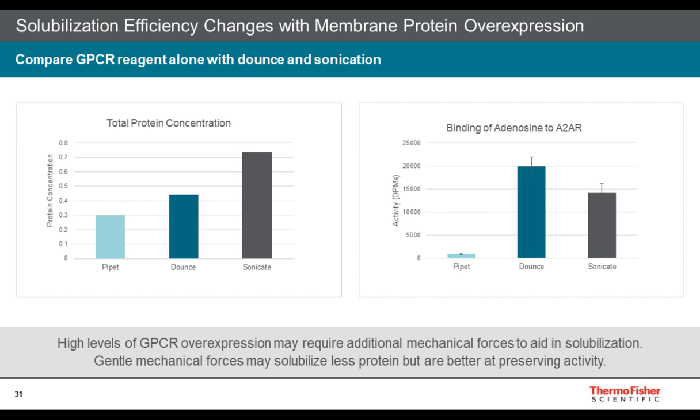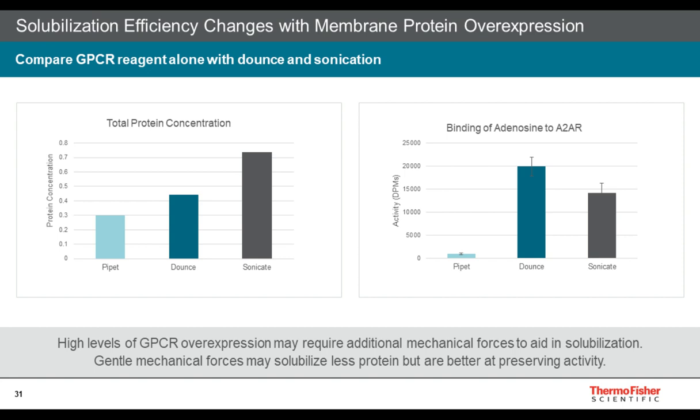We were initially surprised when we checked the extraction efficiency of the overexpressed GPCRs in the higher expressing XB293 system. While the GPCR reagent normally solubilized greater than 90% of the endogenous or lower level expressed GPCRs, we solubilized a significantly lower percentage when the GPCR was in a more highly expressed system. We tried adding a bit of mechanical disruption to enhance the action of the extraction reagent and found that gentle Dounce homogenization or sonication increased the amount of GPCR in the soluble fraction, which is shown on the left panel.